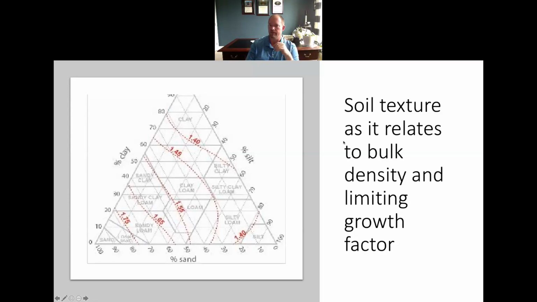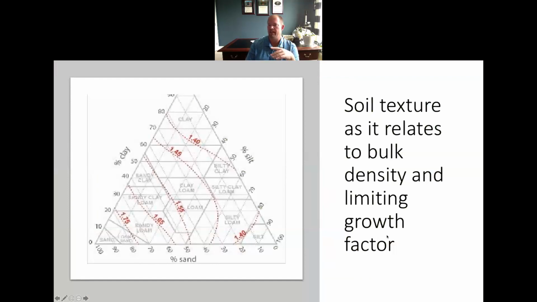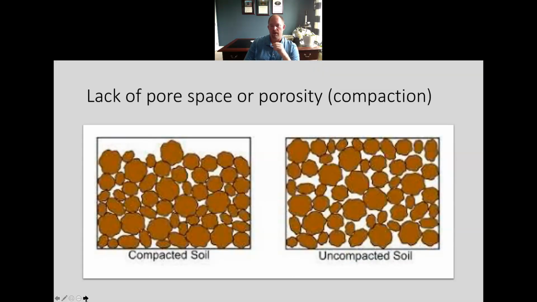So, in this case, this is basically a structural problem where that soil structurally cannot support the growth and health of those plants. Soil structure is going to change depending on the texture and the bulk density of that soil. This is called the limiting growth factor. When we look at different soils and soil textures, we have different limiting growth factors based on the bulk density of soil. If we have a lack of pore space or porosity, we call that compaction.